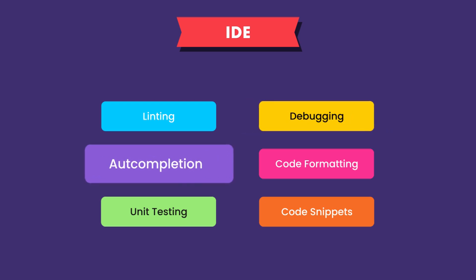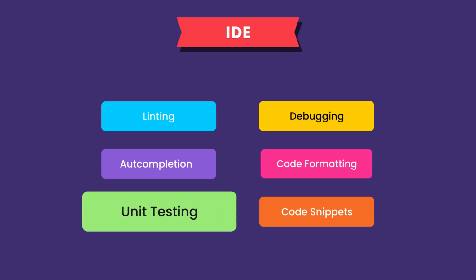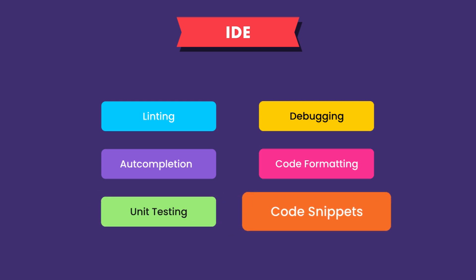We also get auto-completion, which basically helps us write code faster so we don't have to type every character. We get code formatting, which is all about making our code clean and readable, just like how we format our articles, newspapers, books to make them clean and readable. We get unit testing, which involves writing a bunch of tests for our code. We can run these tests in an automated fashion to make sure our code is behaving correctly. And finally, we get code snippets, which are reusable code blocks that we can quickly generate so we don't have to type them all by hand.